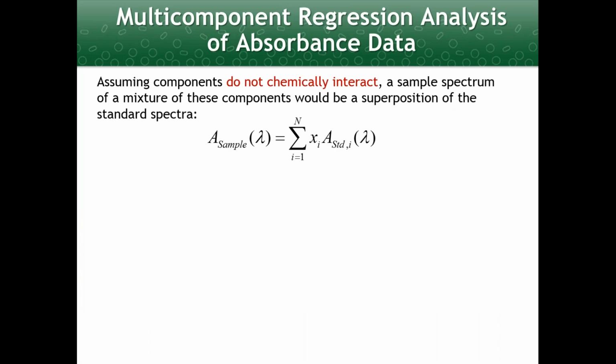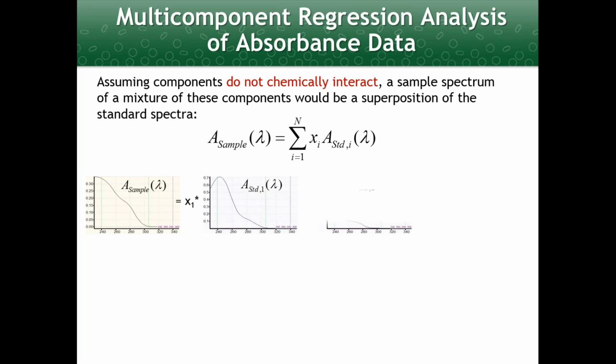Now, let's assume that there is no chemical interaction between components that would change their molar absorptivity. Then a sample spectrum will represent a superposition of all absorbing components, or in our example, component 1, component 2, and component 3, where coefficients X determine what portion of each standard spectrum is present in their superposition or in the sample.